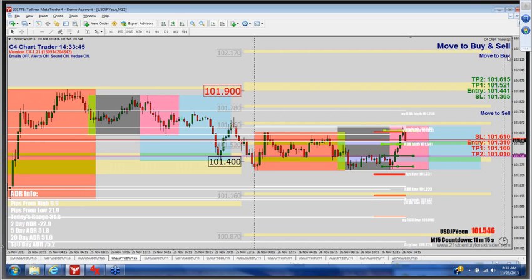Once that's on, we'll look to buy. Once we get those lines set, we just simply click Move to Buy. Takes it just a minute to click over, and then that order's on.